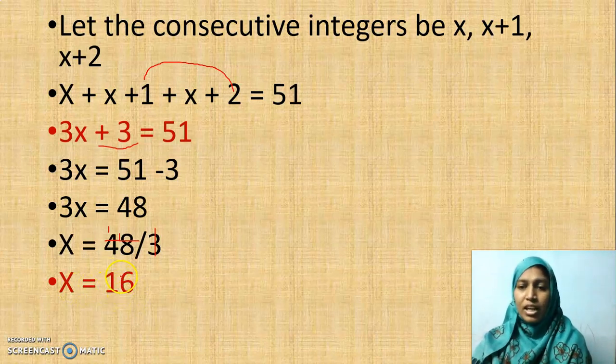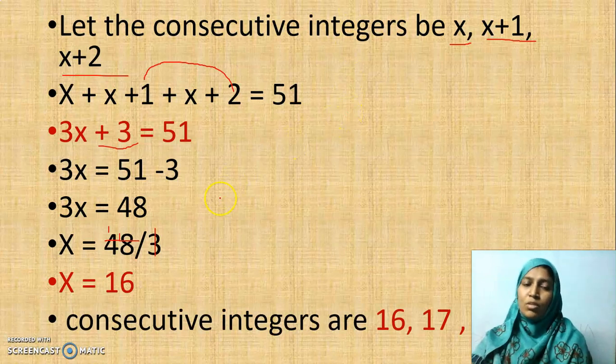And it is not the final answer. I have to find 3 consecutive integers, which are x, x plus 1 and x plus 2. What is x? 16. What is x plus 1? 16 plus 1. X plus 2? 16 plus 2. So I get the integers 16, 17 and 18.